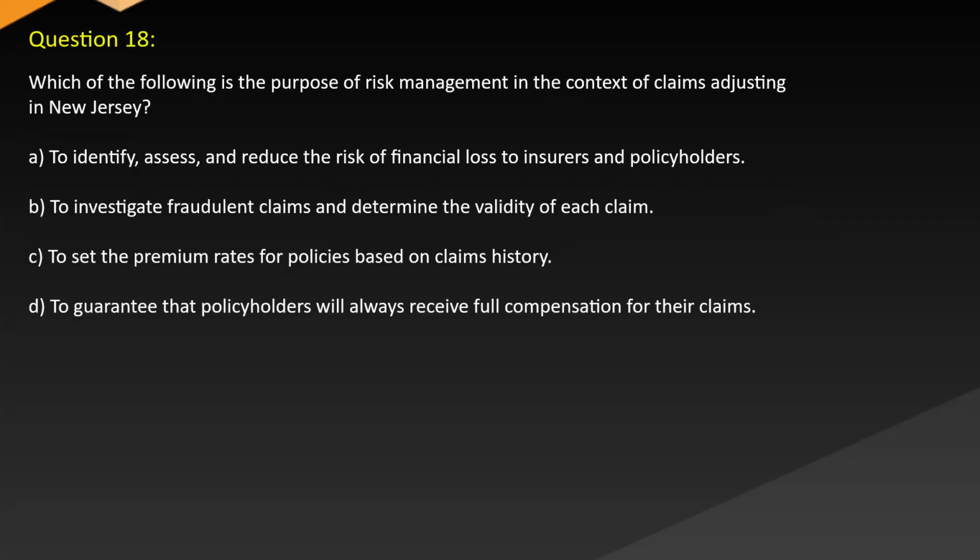Question 18. Which of the following is the purpose of risk management in the context of claims adjusting in New Jersey? A. To identify, assess, and reduce the risk of financial loss to insurers and policyholders. B. To investigate fraudulent claims and determine the validity of each claim. C. To set the premium rates for policies based on claims history. D. To guarantee that policyholders will always receive full compensation for their claims.